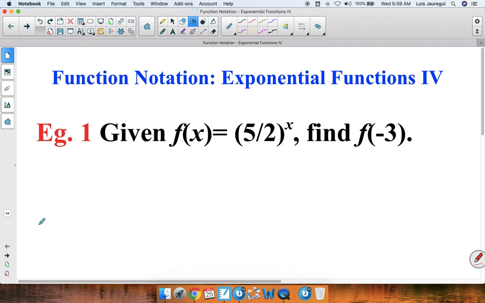Welcome. In this particular video, we'll be looking at function notation with exponential functions part 4. Let's take a look at our first example.